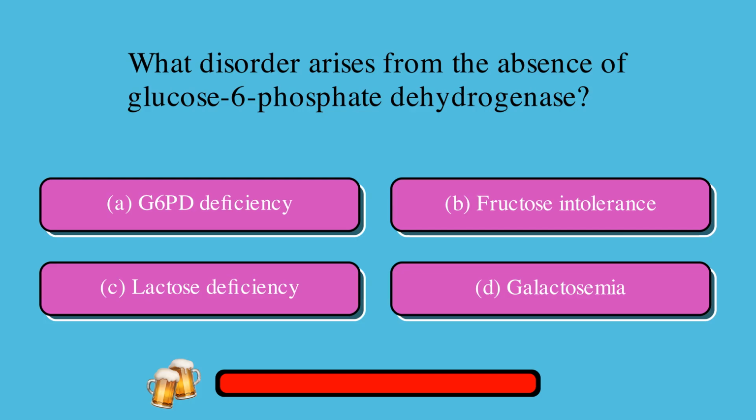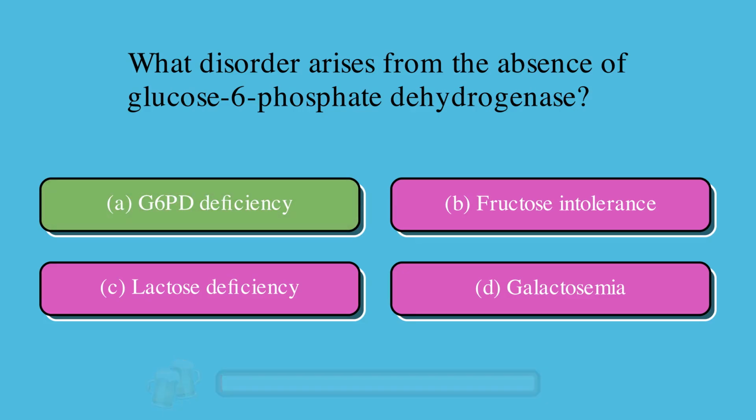What disorder arises from the absence of glucose 6-phosphate dehydrogenase? A. G6PD deficiency, or B. Fructose intolerance, or C. Lactose deficiency, or D. Galactosemia? The correct answer is A. G6PD deficiency.